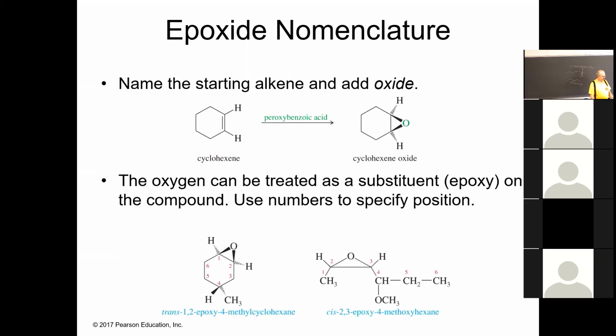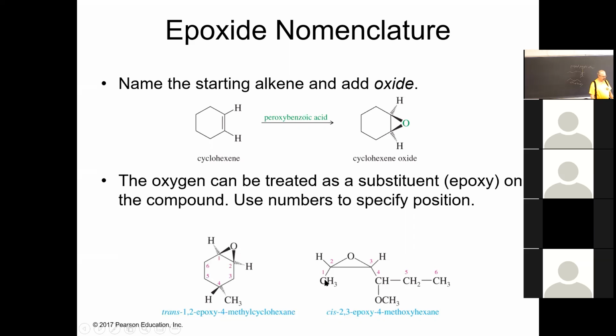For this one, this is trans-1,2-epoxy-4-methylcyclohexane. We actually need two numbers to locate an epoxy group. So 1,2-epoxy, 4-methylcyclohexane.